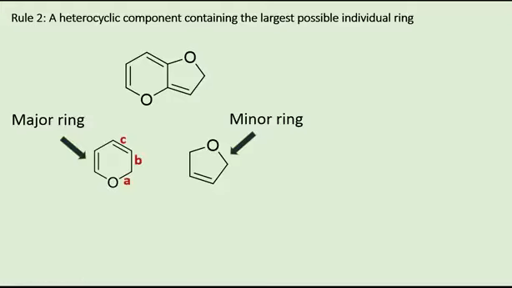For the major ring, what is it that we give? Letters A, B, C. And for the minor ring, we give numbering 1, 2, 3, 4, 5. So we are mentioning only the important atom numbers. Then this is the minor ring. So the minor ring should come first, furo, because this is a furan, this is a pyran.